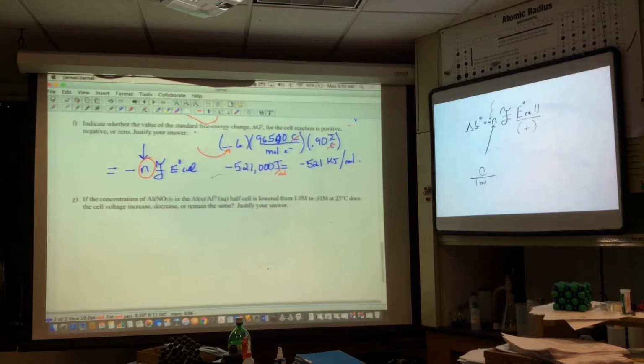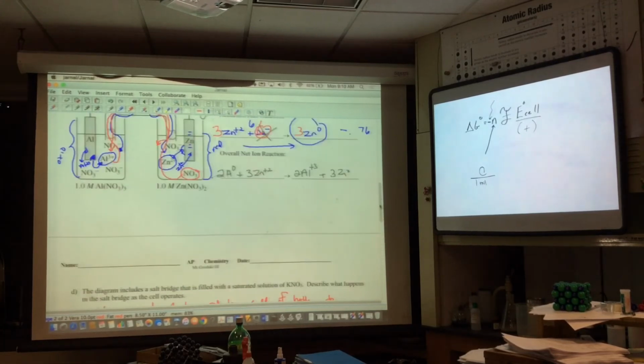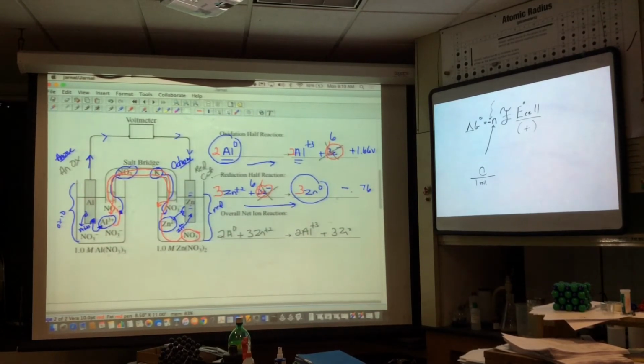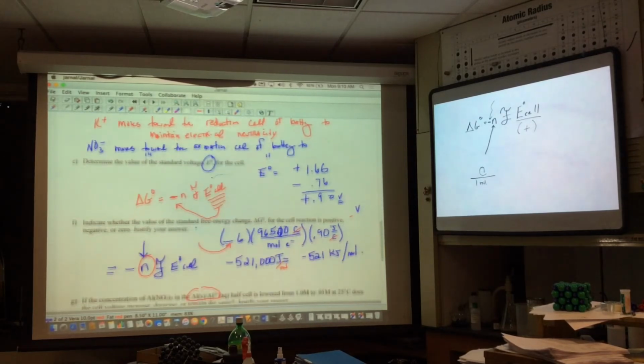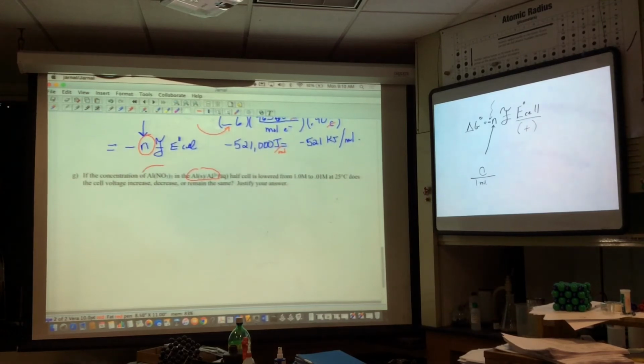So number G, a letter G. If the concentration of aluminum nitrate in the aluminum plus 3 half cell is lowered. By the way, the aluminum to aluminum plus 3 is the what? Oxidation. So we're talking about the ratio of aluminum plus 3 to aluminum. Aluminum nitrate breaks apart into aluminum plus 3 and nitrate ions. So, I'm sorry, it is lowered.